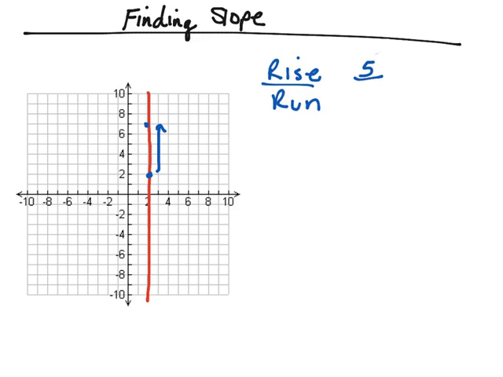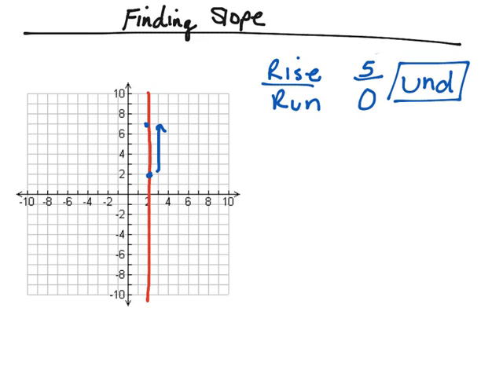Then I'm going to need to run. Notice I'm not moving left or right any in this particular case, and the number I use for that is 0. So I'm not moving left or right, so I'm using 0 for my run. Now notice, this is a fraction, and because we have 0 in the denominator, we call this undefined. Okay? So anytime we have 0 in a fraction down in the denominator, we say that it's undefined, and we call this slope for this vertical line undefined as well.